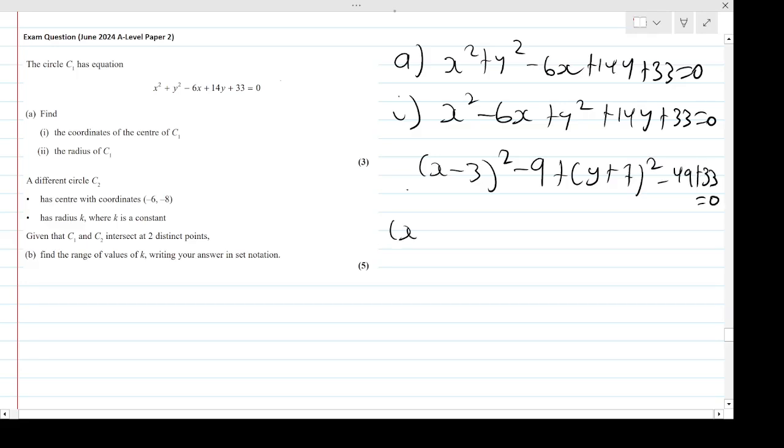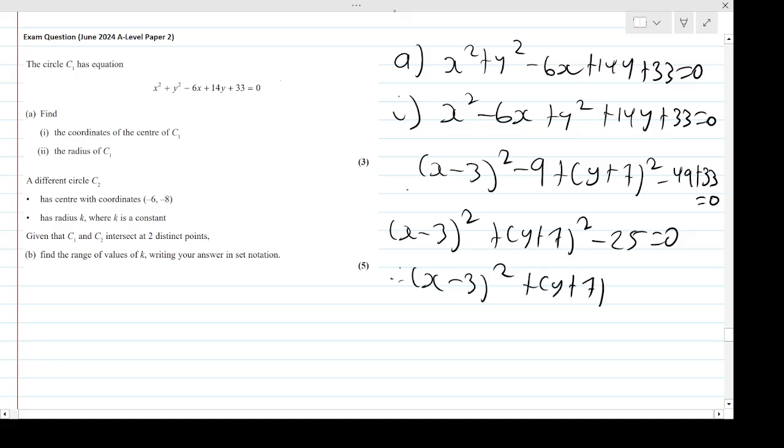Okay, then we add the numbers: x minus 3 all squared, add y plus 7 all squared, then the numbers minus 9 minus 49 add 33 gets me minus 25, equals 0. Therefore, x minus 3 all squared plus y plus 7 all squared equals positive 25.